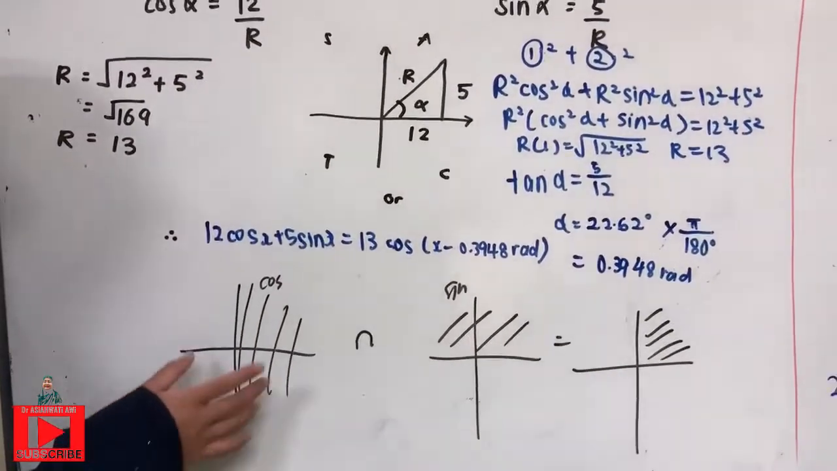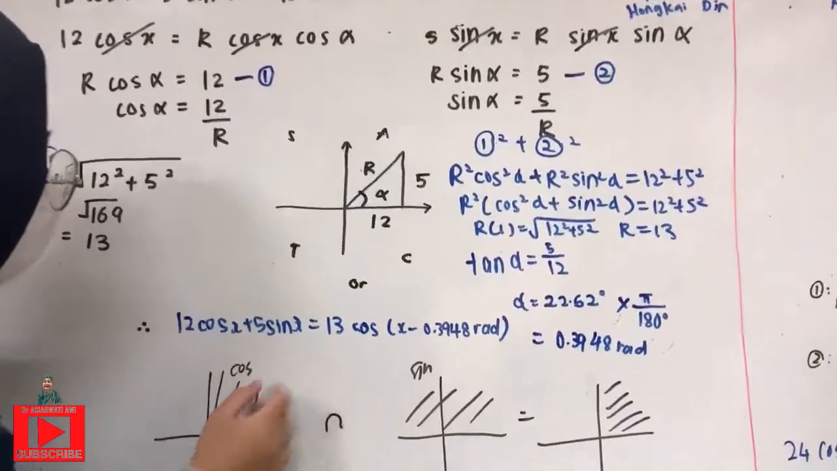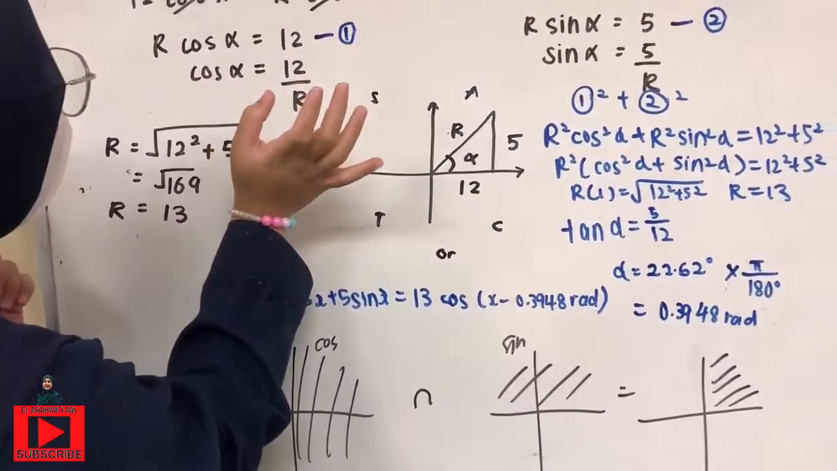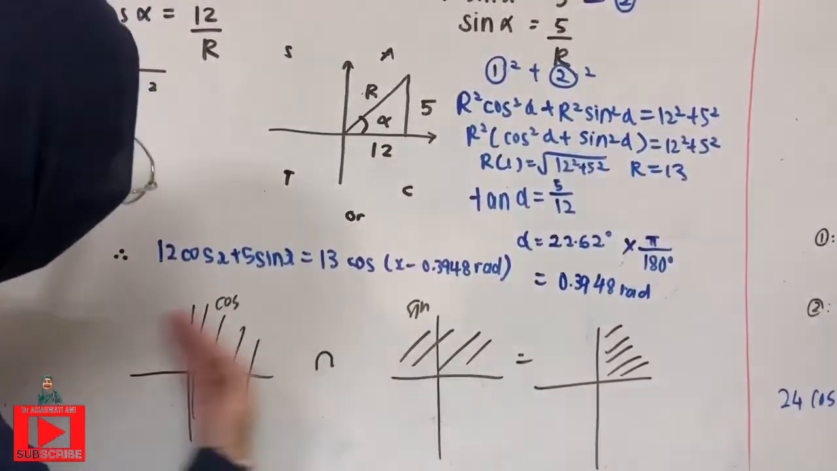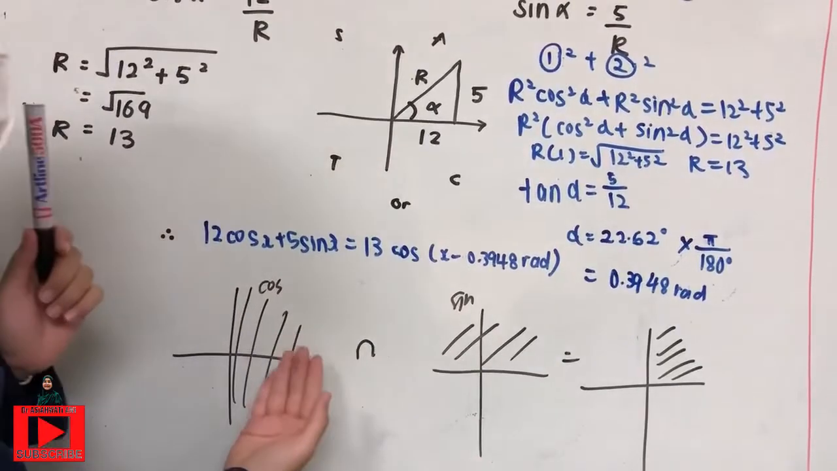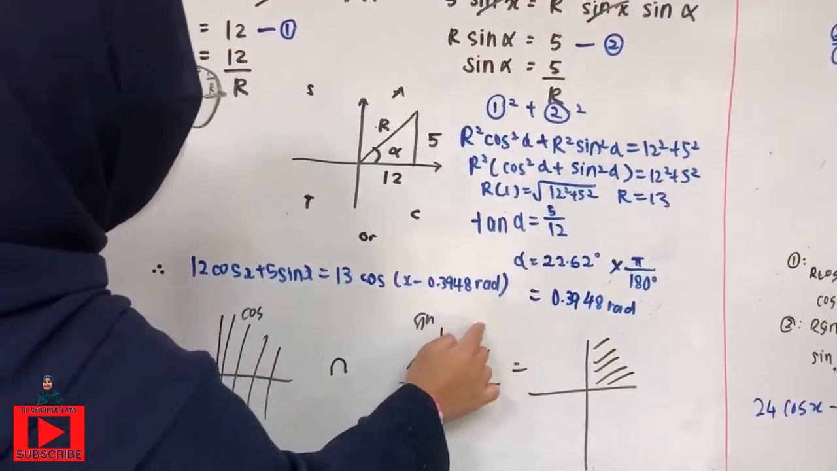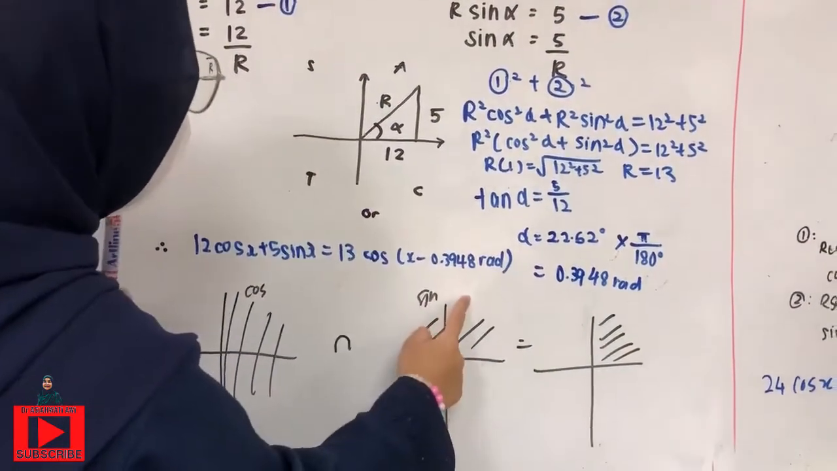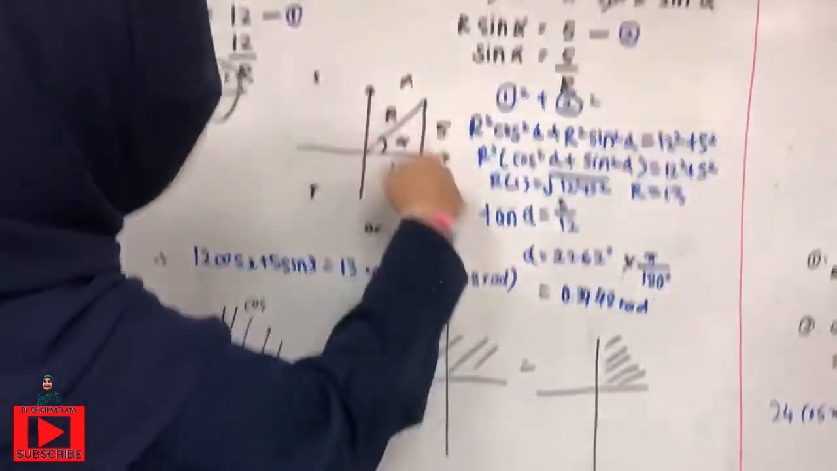Okay, so for this one, in the question they gave cos, and cos is positive on the first and fourth quadrants, and for sine, the first and second quadrants, because of the ASTC diagram. Then we look at which one they intersect, which is the first quadrant. So that's why our alpha is in the first quadrant. Thank you.